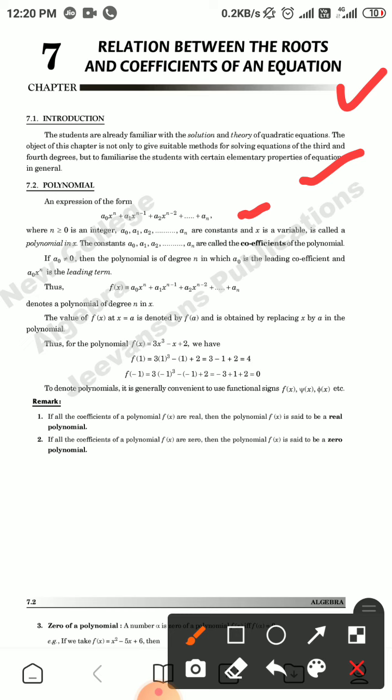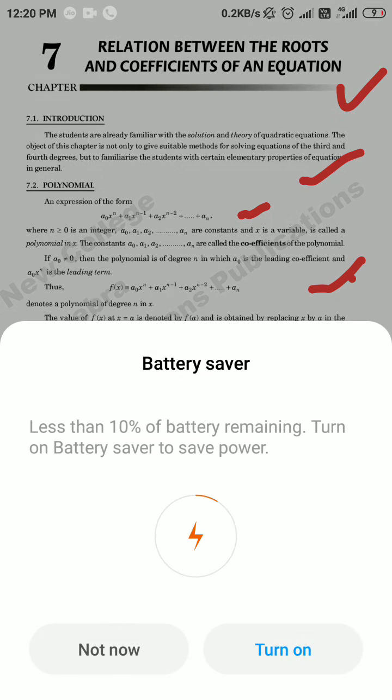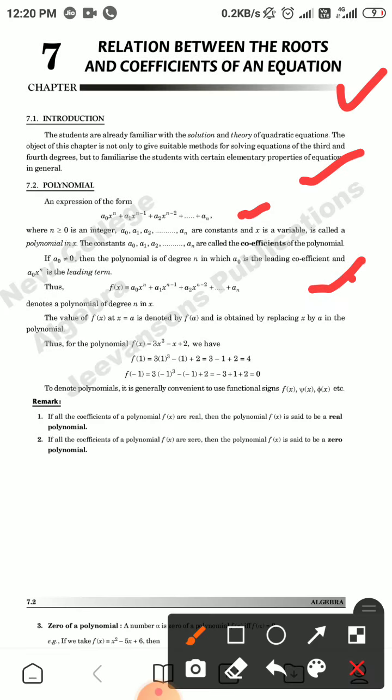If a naught is not equal to 0, then the polynomial is of degree n, in which a naught is the leading coefficient and a naught x raised to power n is the leading term. Thus f(x) is equal to a naught x raised to power n plus a1 x raised to power n minus 1 plus a2 x raised to power n minus 2 plus so on, an, denotes a polynomial of degree n in x.